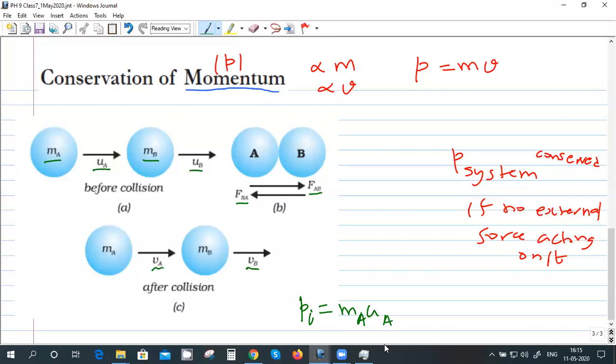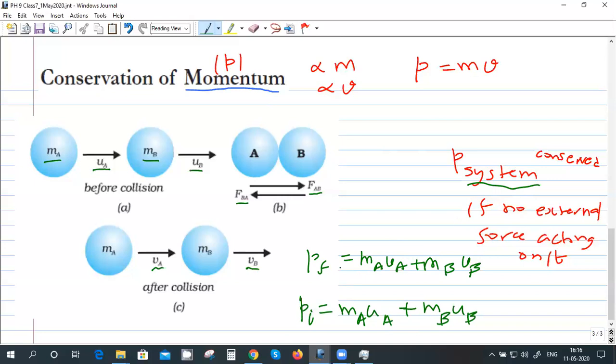Then anything else? Second mass is there, no? I'm talking about the system, momentum of the system. The second mass is there, so it is MB into UB. I have to add them. Similarly, what is the final momentum? This is initial. What is the final momentum? MA times VA plus MB times VB.